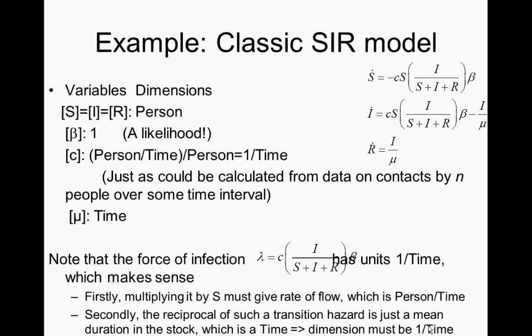You multiply the force of infection times S. Force of infection is just this chance per unit time you get infected. You multiply it times S, and it gives person per time who are getting infected. That's the rate of flow, number of infectives per unit time.